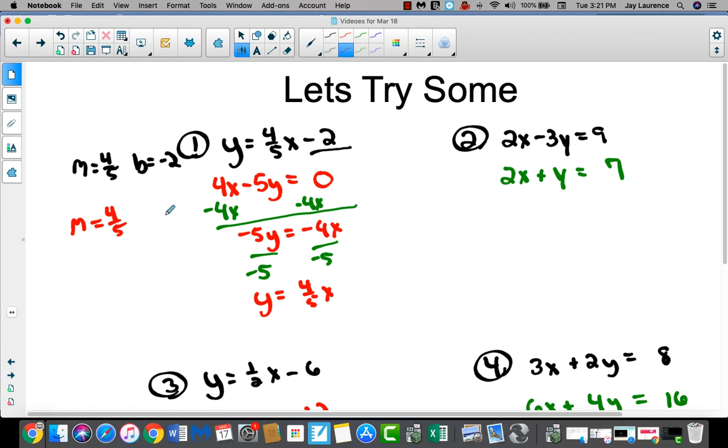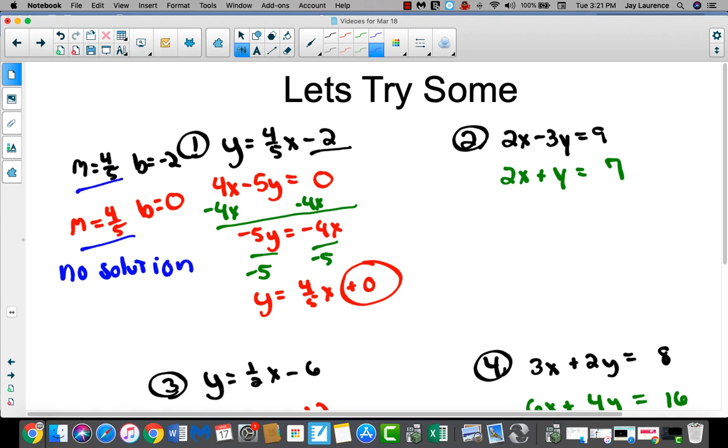For the red equation, the y-intercept, well, there's nothing there, right? It's like there's a +0, so the y-intercept is 0. So this means that for this problem, for number 1, there is no solution. How do I know that? Because the slopes are the same and the y-intercepts are different. These are parallel lines, okay?